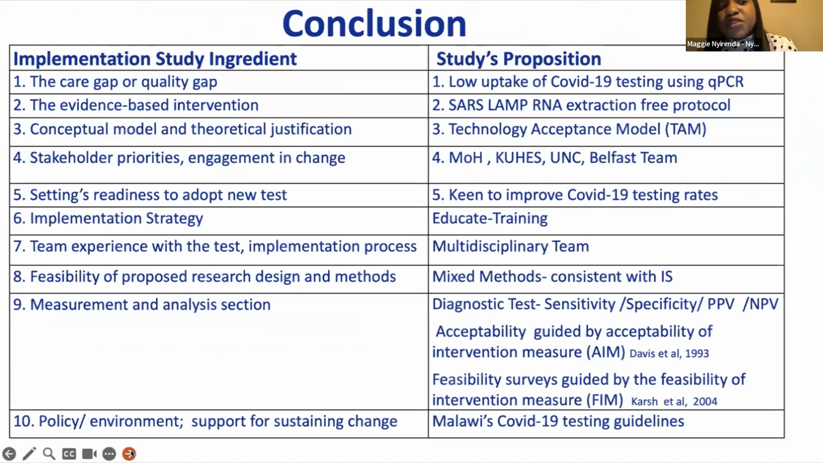So you see, as an implementation science study, again, I've shown the gap. PCR was not readily available, low uptake of COVID-19 testing. The protocol we used was this RNA extraction free. We used the model, the technology acceptance model. We tested readiness for adoption of this new test, and yes, they were keen, but after training them and all that, different multidisciplinary team, our mixed methods were done, but we found that feasibility, appropriateness were really not as good for this test compared to a rapid antigen test. Next slide.